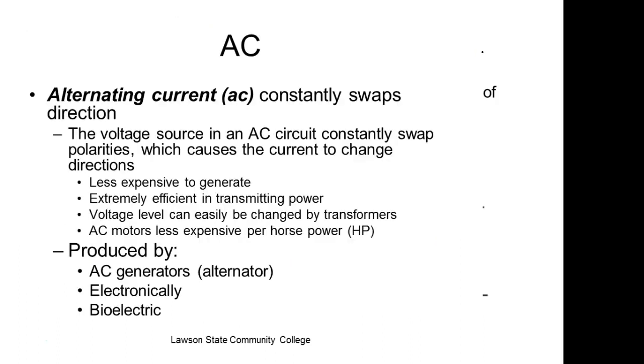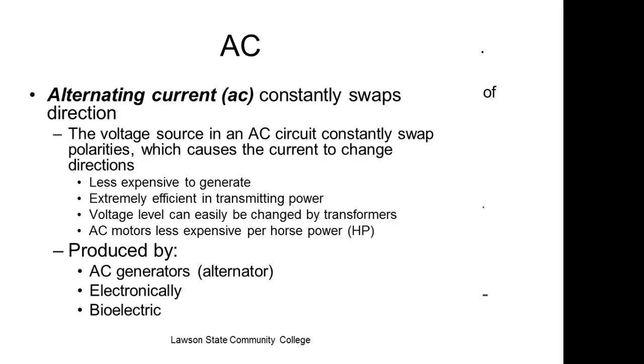AC constantly swaps directions. The voltage source in an AC circuit constantly swaps polarities, which causes the current to swap. So we don't have a minus and a plus in AC. Why? Because they're always swapped. Electricians call them hot and neutral, and that's the two lines. So hot would be L1, and neutral would be L2.